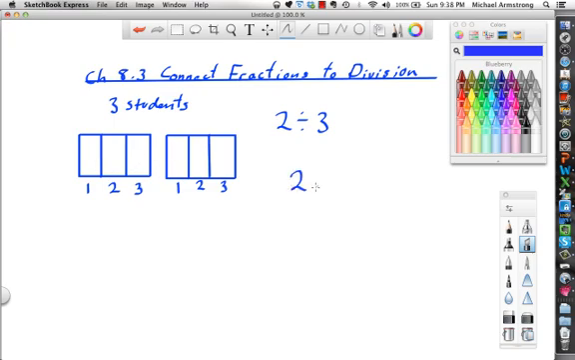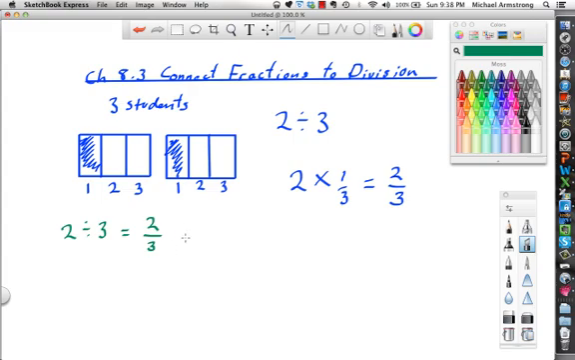So it's really kind of like 2 times 1/3, which is equal to 2/3. And I hope that makes sense. But if number 1 gets 1/3 and they get 1/3 of this, that ends up being 2/3. So 2 times 1/3 is 2/3. And what we want you to understand, and this is kind of where we're going with this lesson, is that 2 divided by 3 is the same as 2 over 3, the fraction 2/3.